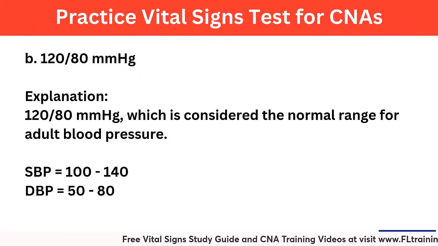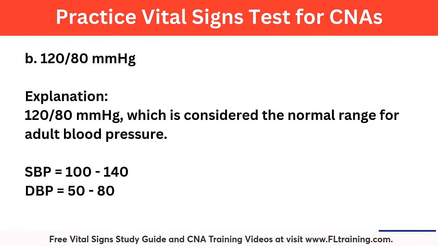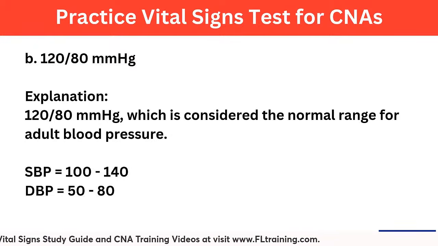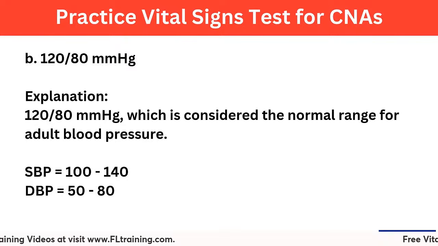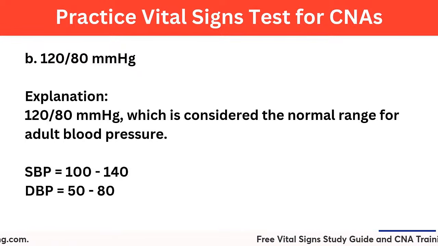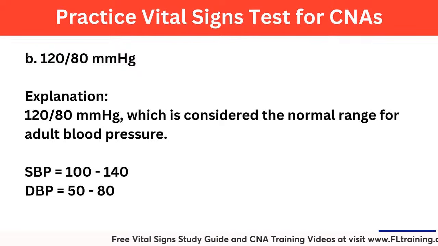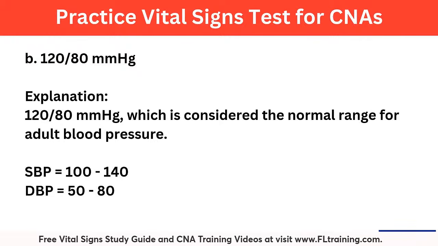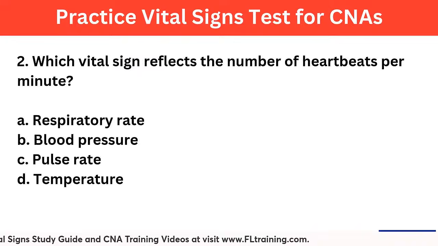And when we break it down, systolic blood pressure, or the top number of the blood pressure reading, is normally 100 up to 140, and the bottom number, or the diastolic reading, can vary. It can be 50 to 80. Some textbooks say 60 to 80, but that is a good rule of thumb for both of those numbers. Great job, team. Let's go to question number 2.